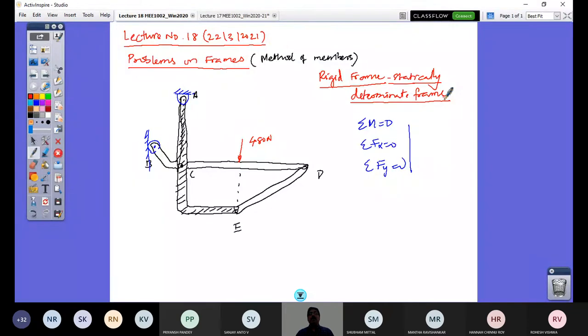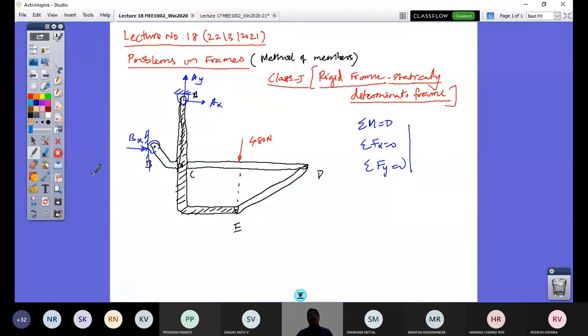First step is to find out the support reactions. First step is to understand what class of frame this is. This is class 1, as per the classification that we have looked at. So in such cases, I can determine the support reactions easily, right? By applying the conditions of equilibrium. So now if I apply the conditions of equilibrium, what are the reactions that I'm going to have here? I will have here Ay and Ax, and I will have here Bx. So these are three unknowns.